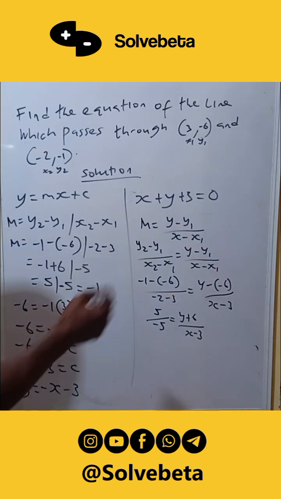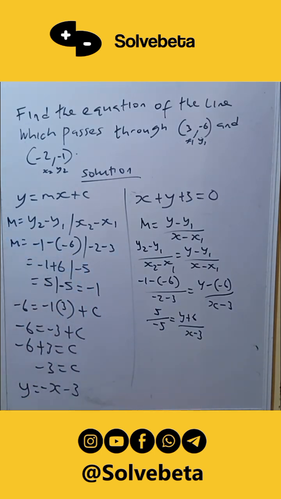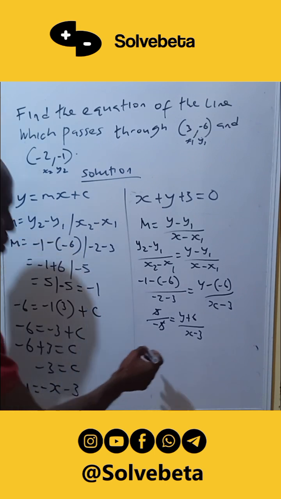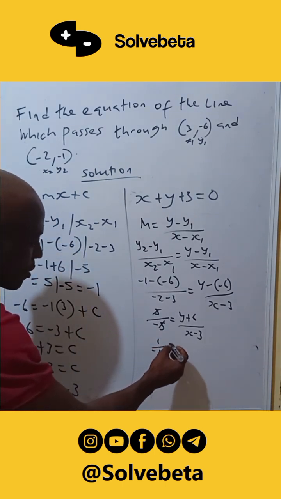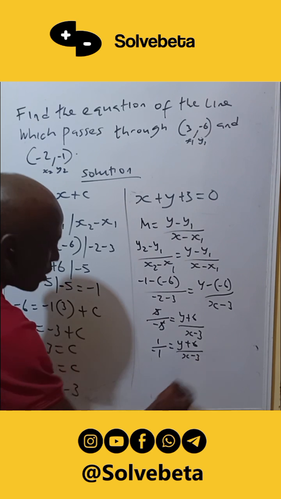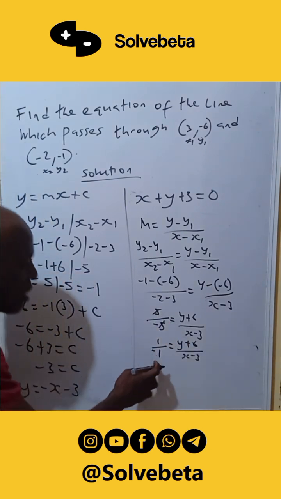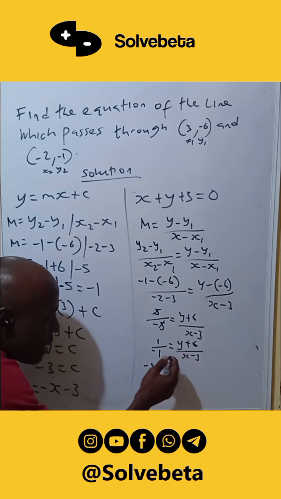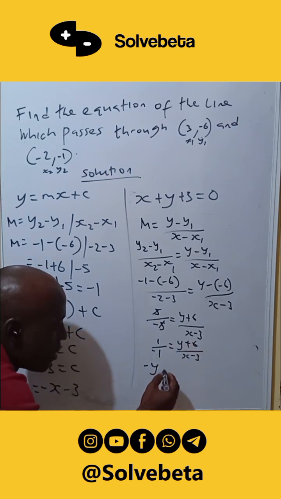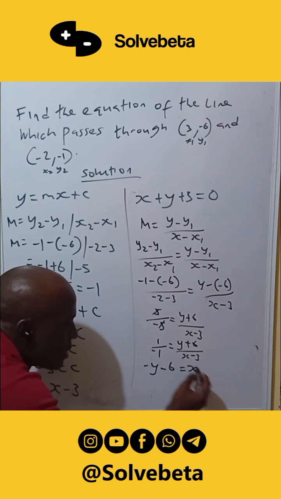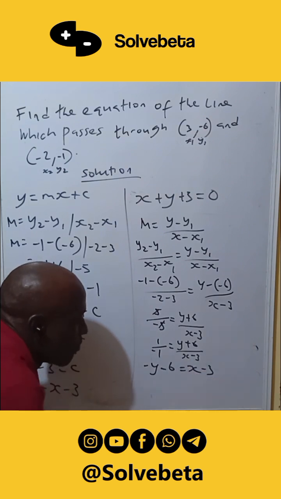So if we cross multiply, or even before cross multiplication, we can divide this one. You have 1 over negative 1 is equal to y plus 6 over x minus 3. So when you cross multiply, minus 1 times y is minus y, minus 1 times plus 6 is minus 6, is equal to 1 times x, 1 times minus 3.